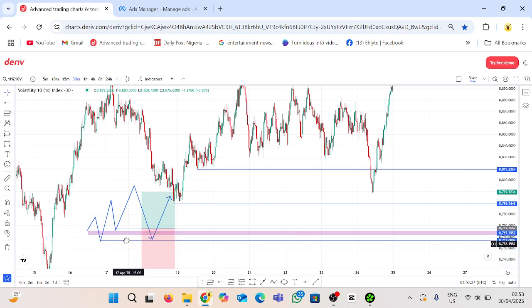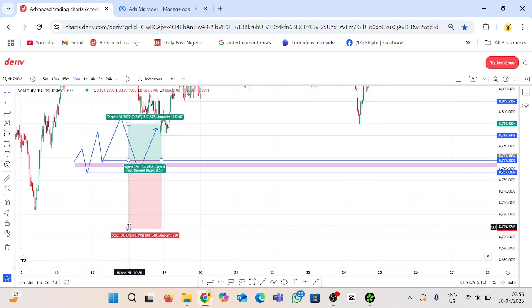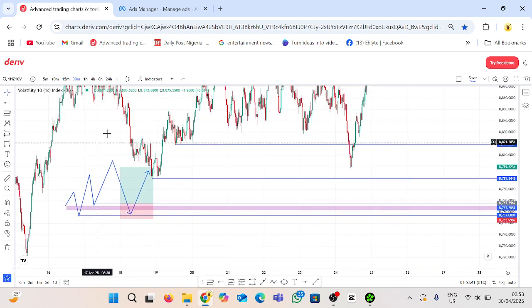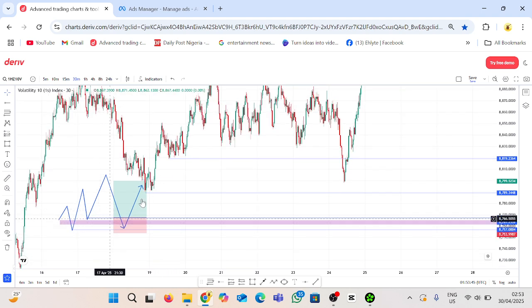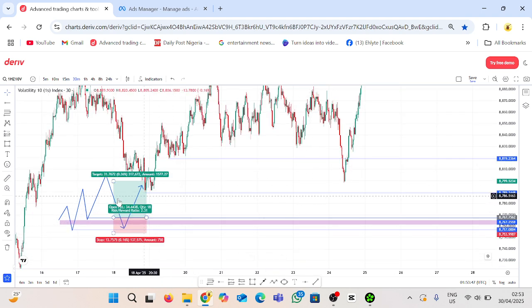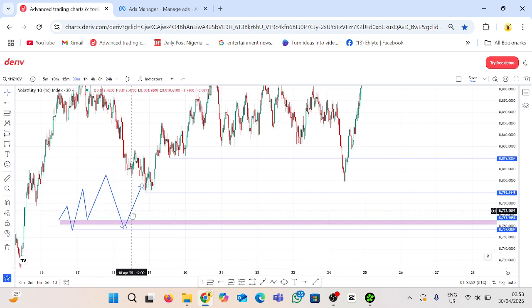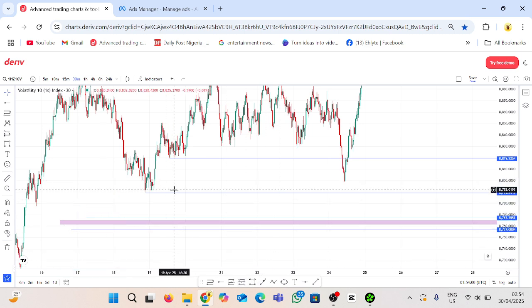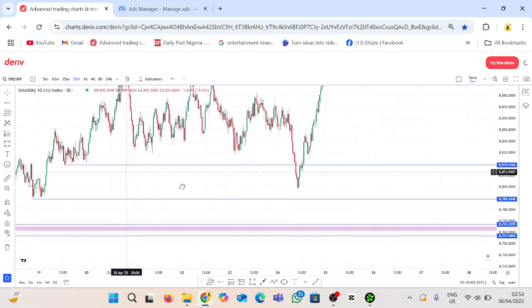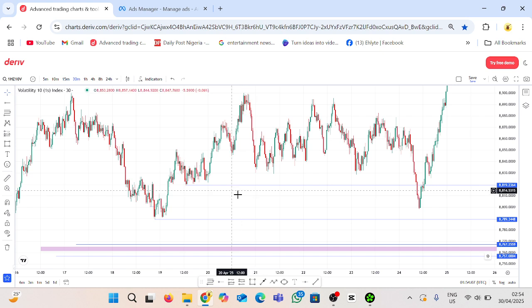So this is it, guys. This is the structure, and this is the same thing you're seeing here. I don't know how else I will explain it for you, but I believe this is simple enough. Understand the five rules of the advanced market structure, and your problem is solved. That is all you need.